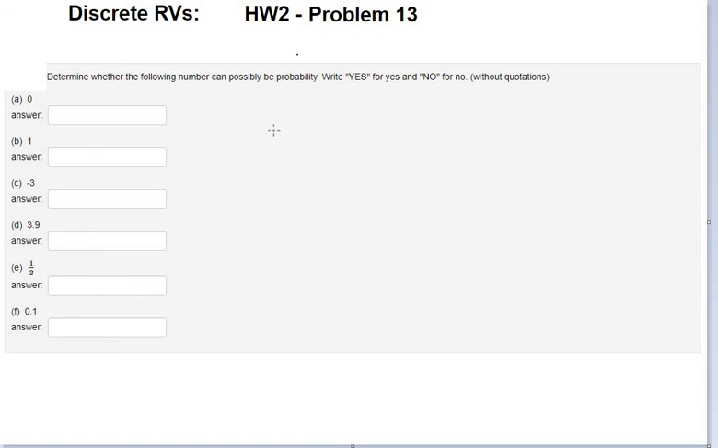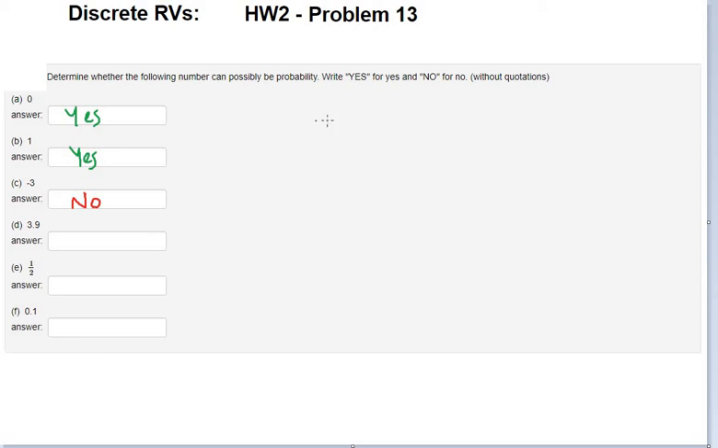Problem number 13. Determine whether the following number can possibly be a probability. Write yes for yes and no for no without quotations. 0, yes, 0 is a probability. Anything can be 0%. Let's use green. 1 is a possible probability. Anything can happen 100%. Negative 3 is not a probability measurement because probability cannot be negative.